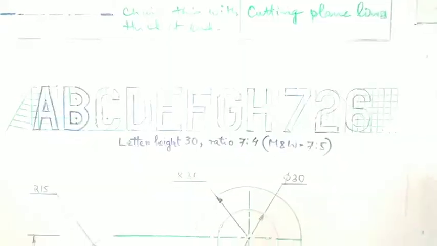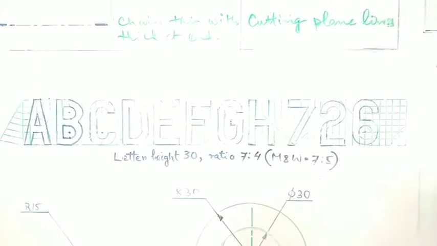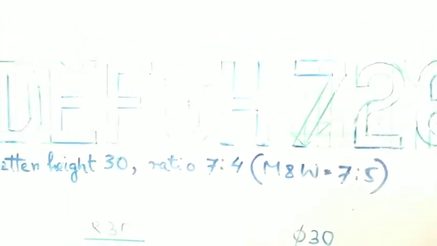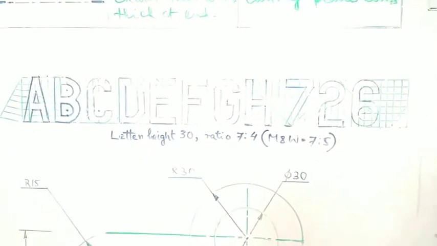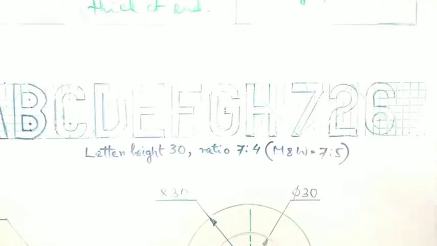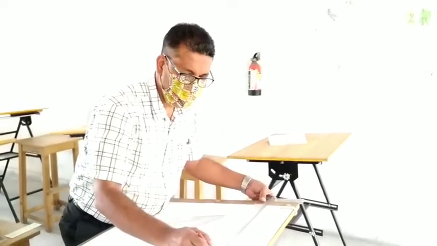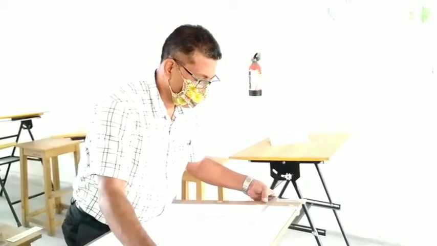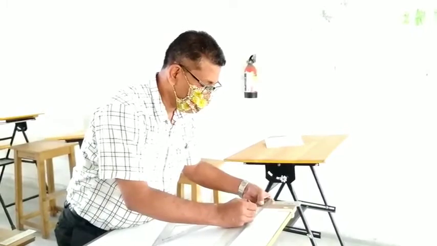dimensioning system. Here you will find the lettering system, and this is the double stroke vertical line, where you will find the letter height as 30 and the ratio as 7:4. But today we will start with the single stroke vertical line. The letter height will remain 30 and the ratio will be 7:4. Now sir will be helping you learn how to start the lettering system for the single stroke vertical line.